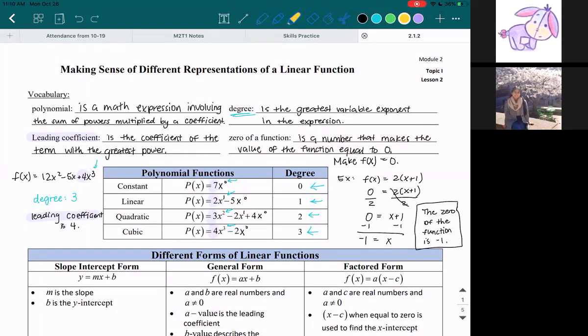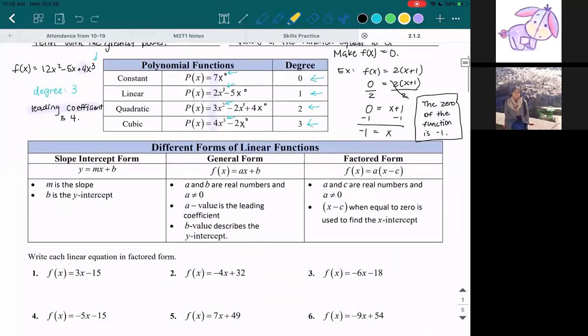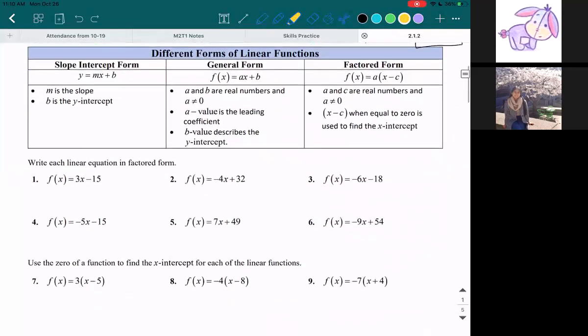Okay, so let's continue scrolling down. Let's go over the different forms of linear functions. So we have slope-intercept form, which is y equals mx plus b. M is the slope, b is the y-intercept. You are most familiar with this one already. Then we have general form in the middle. F of x is equal to ax plus b. So this is literally the exact same thing as slope-intercept form. It just looks a little bit different.